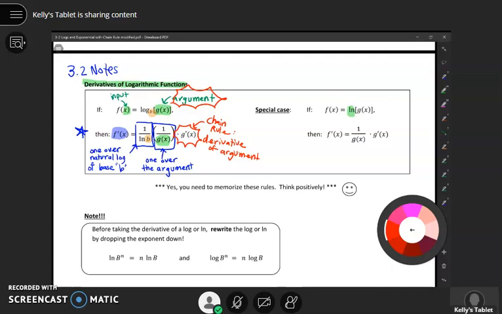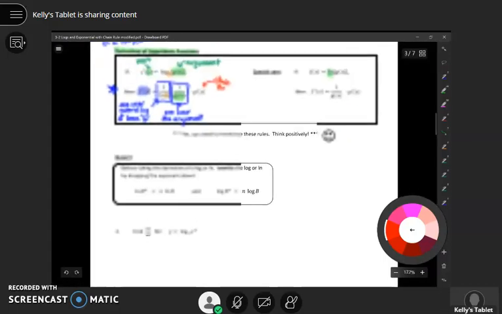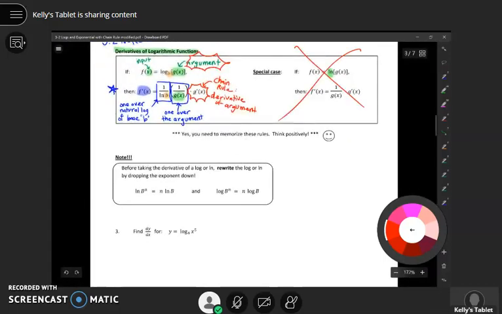Okay, well, let's just look at an example before we even think about this special case. And I'm going to work this example two ways. I'm going to use the function as it's written, and then I'm going to use an algebra rule because it's a good review. You'll need to know this rule later.